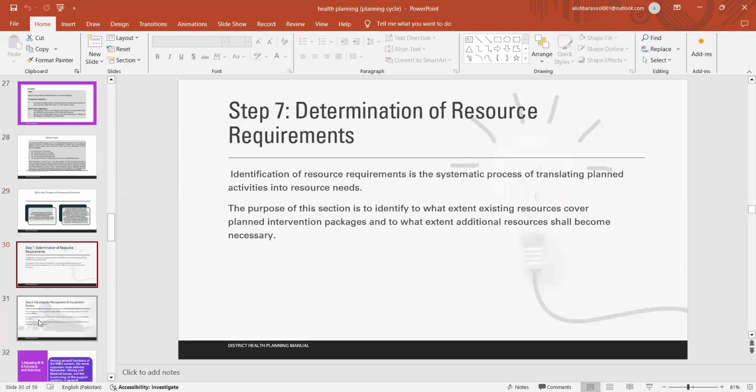Step 7, determination of resource requirements. Identification of resource requirements is the systematic process of translating planned activities into resource needs. The purpose of this section is to identify to what extent existing resources cover planned intervention packages and to what extent additional resources shall become necessary.